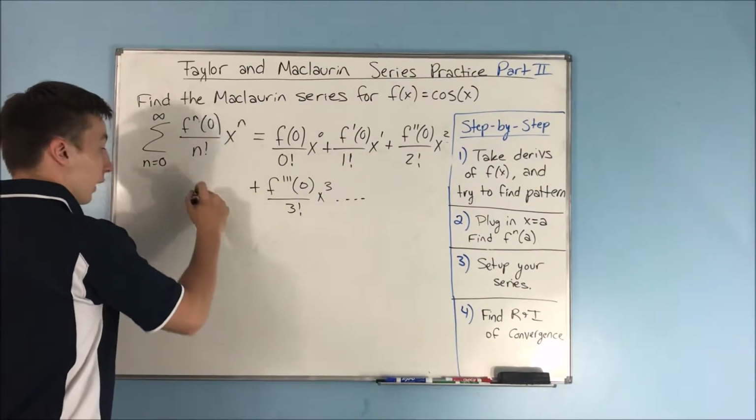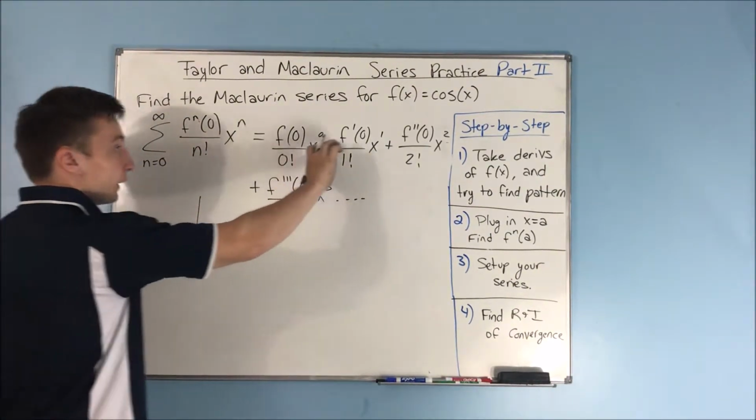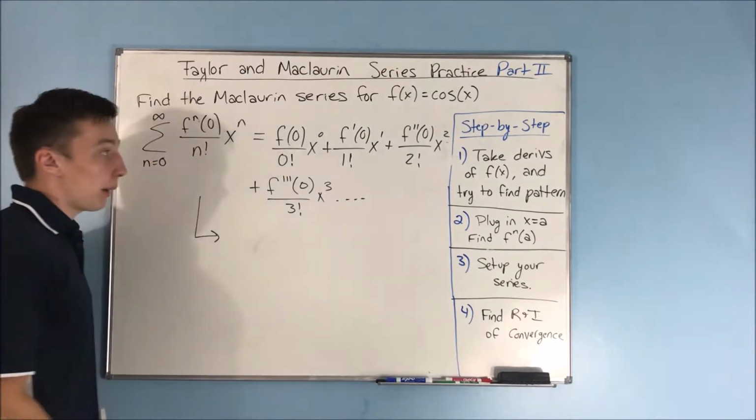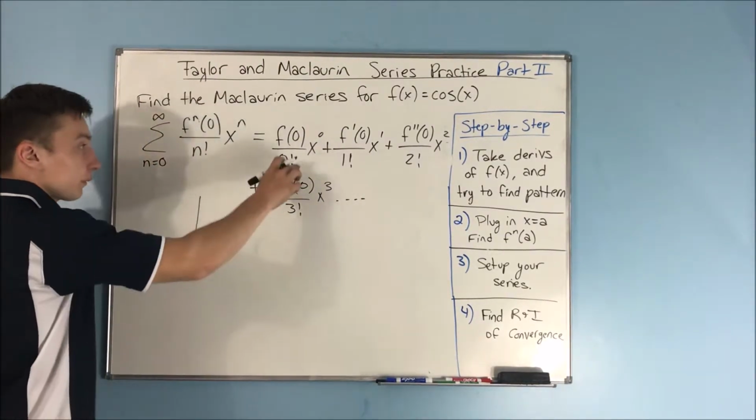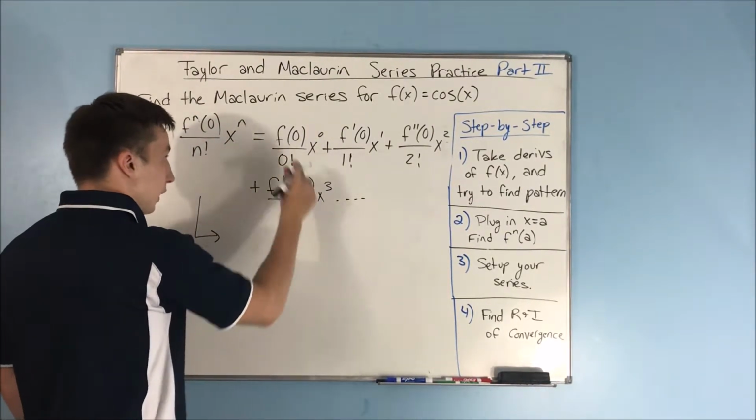Now we're going to plug in what we know. We know f of 0. We know that f prime is 0. We know that f double prime is 0. So let's plug those in. Well, we know that this will be a 1.